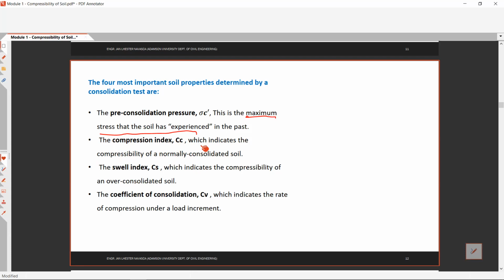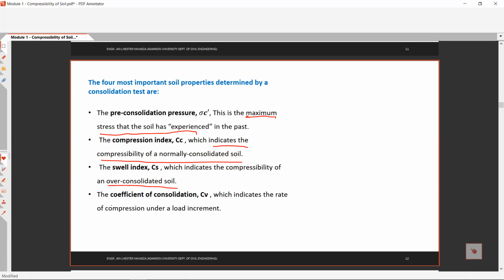So in other words, this is the slope of the e-log sigma plot, or the slope of the graph of a normally consolidated soil. So this indicates the compressibility of a normally consolidated soil. And the swell index, denoted as C sub S or CS, indicates the compressibility of over-consolidated soil. So later you will determine what is normally consolidated and over-consolidated soil.